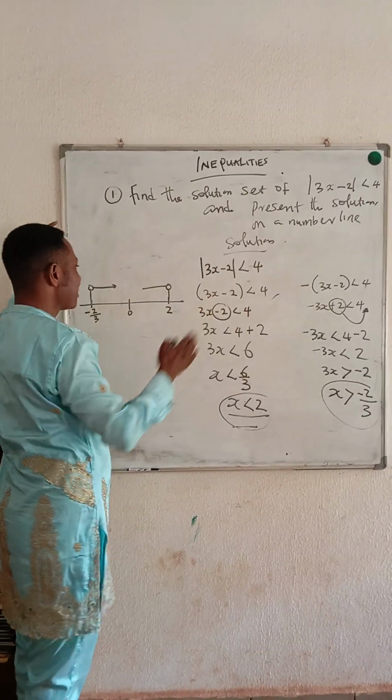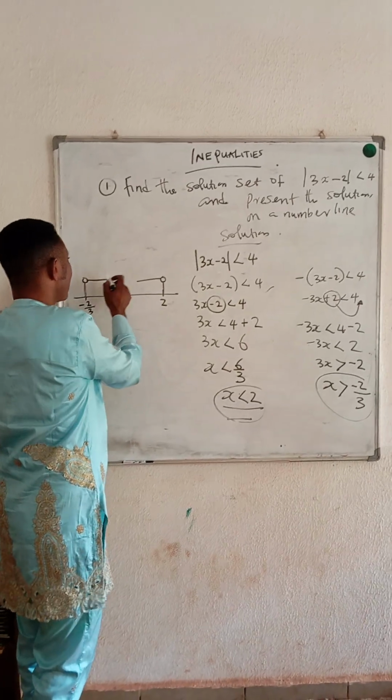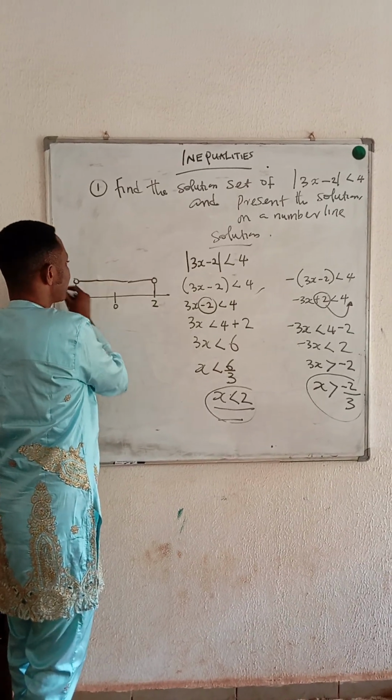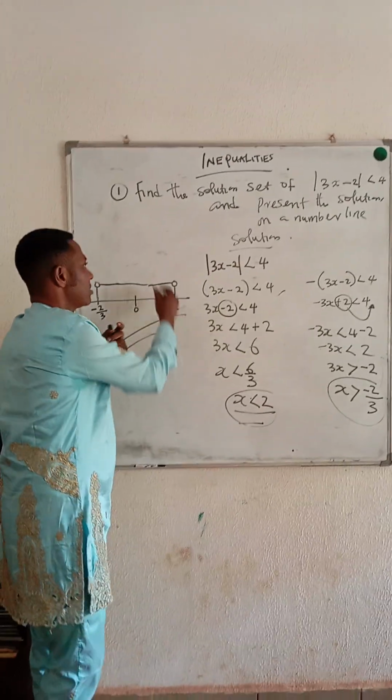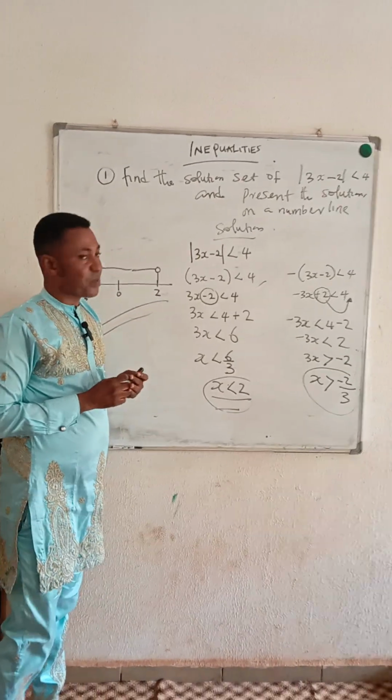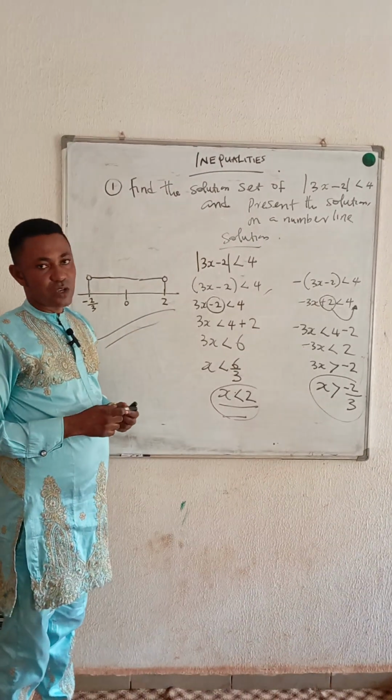But when we go to the right, it means greater. So you can decide to join these two. So this is the number line representation of our solution.